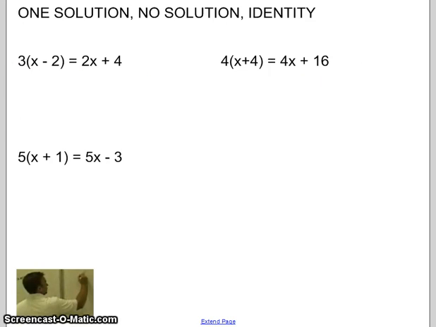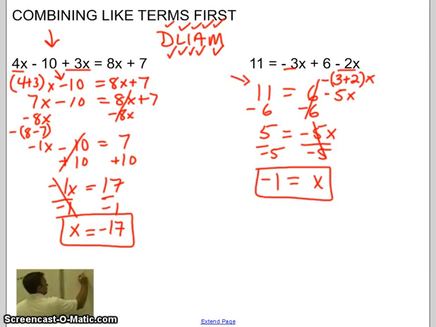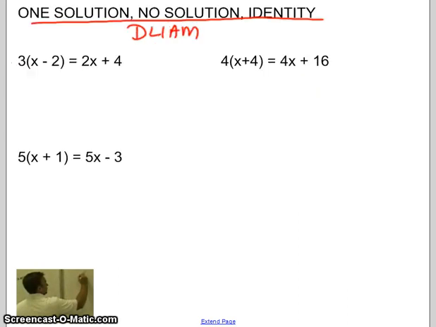Okay, in this last section, we're going to go over one solution, no solution, or identity, as well as using the distributive property in the meantime. Okay, so what does this mean? Well, one solution is when we get just one solution like our previous problems. Okay, x equals negative 17, x equals negative 1. No solution is, I'll show you in a minute what that's going to look like, and then identity is many solutions. Pretty much when x equals anything, or whatever variable you have.